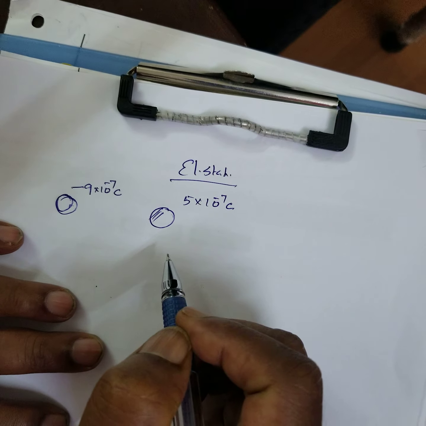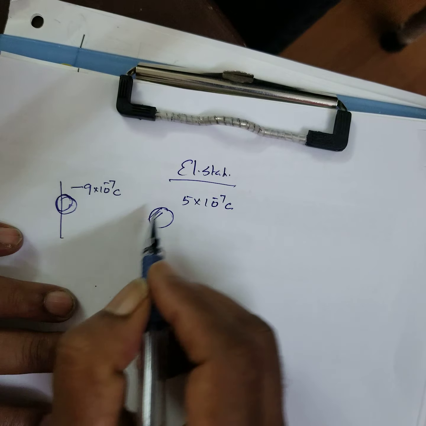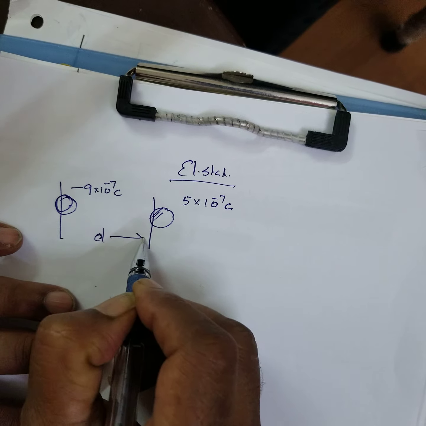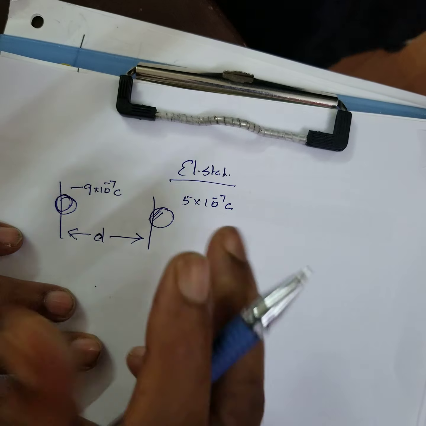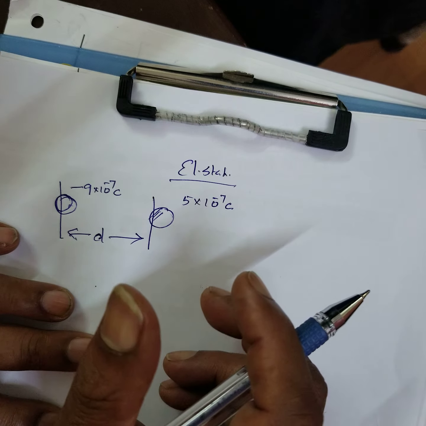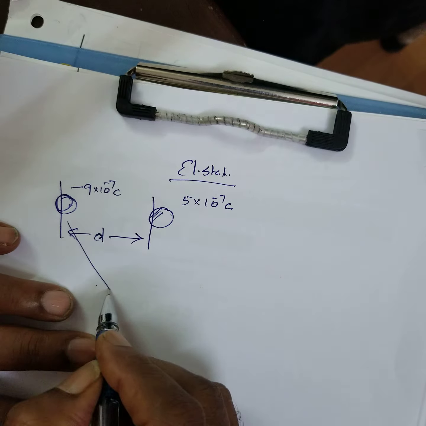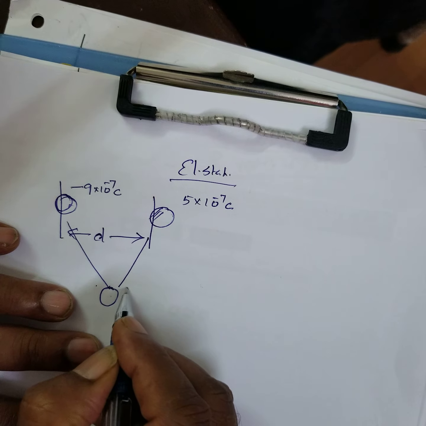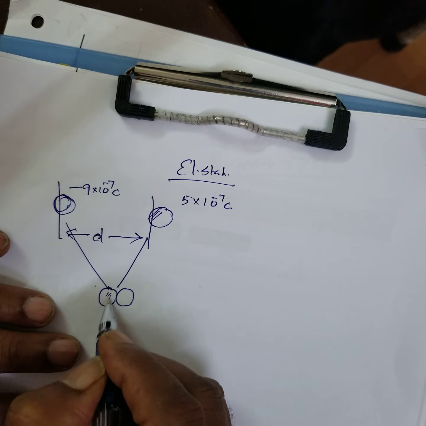The two spheres are separated by a certain distance in air. I don't know the distance. Understood? You can form your own problem. Now what I do is they are brought in contact.